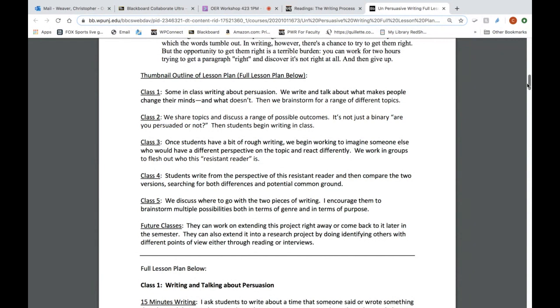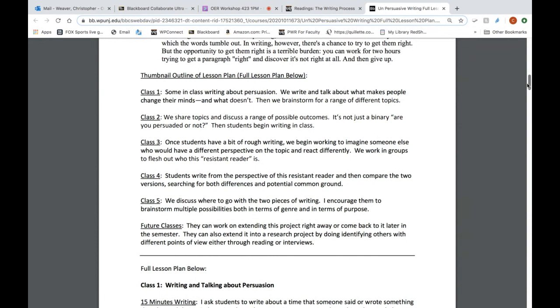I send them home and I say, come in with maybe 9 topics from some of these different categories. So they come in the second class, and they've got a bunch of topics, and they share them with other people so they can get a sense of what the whole possibilities are in the class.